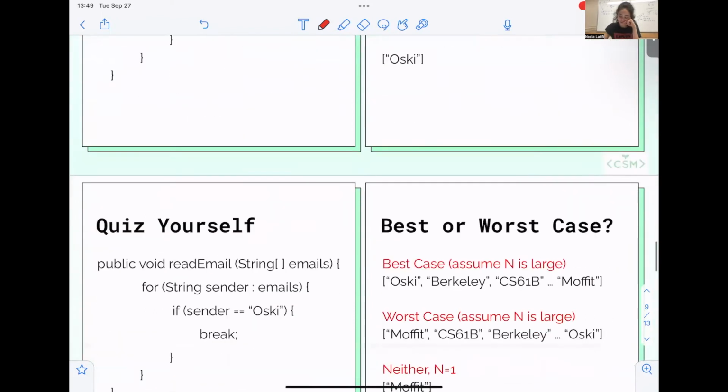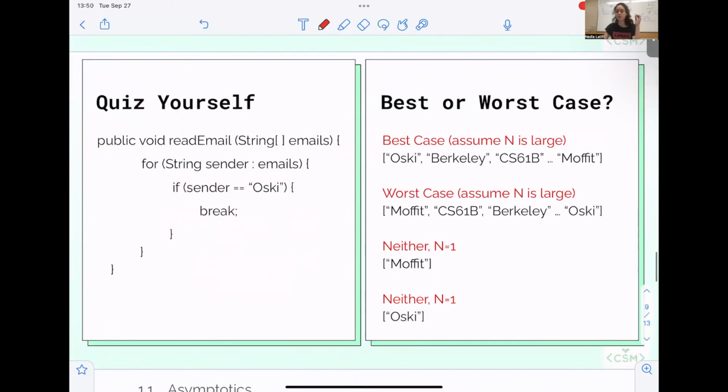Okay, now I'll go over the answer. So I'm sorry, the last two were kind of like trick questions. Okay, so the first is the best case, right? Because the target is the first item. And the second one is the worst case because the target is the last item. And these two down here, these are neither best case or worst case.